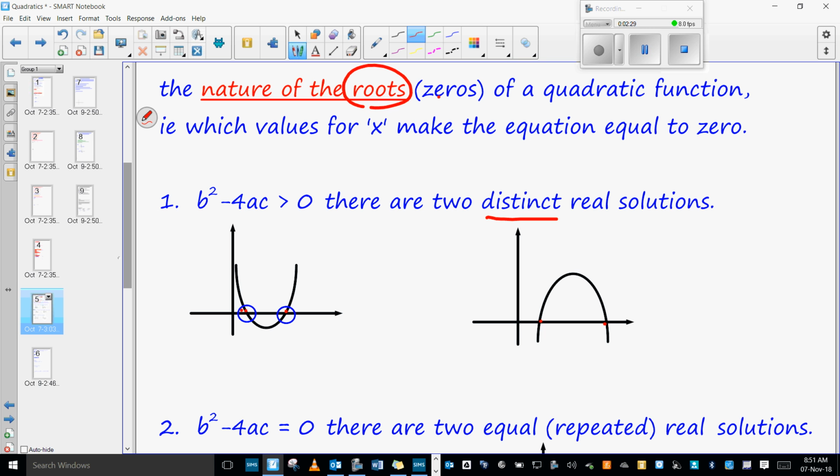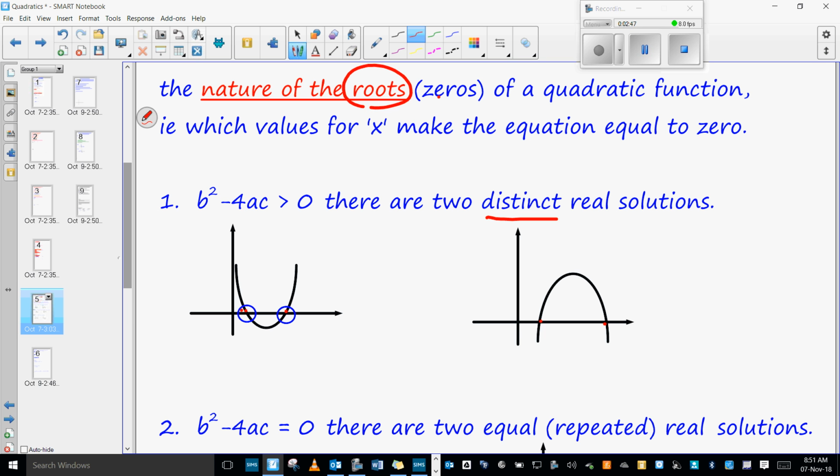Okay, so some questions will say, here's your equation. How many times does it cross the x-axis, or how many roots, or how many solutions are there? So you look at the discriminant only and know that it has to be greater than 0.